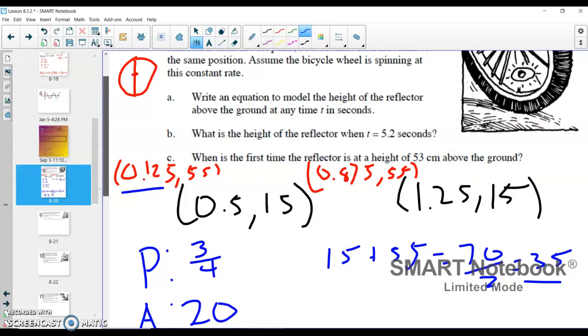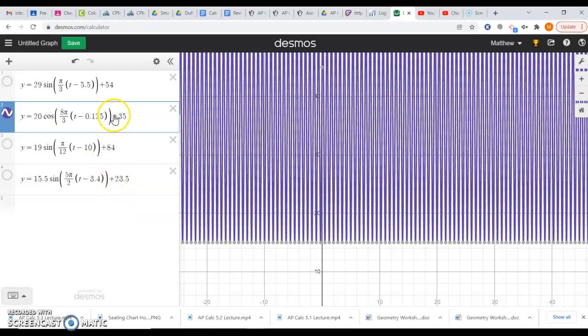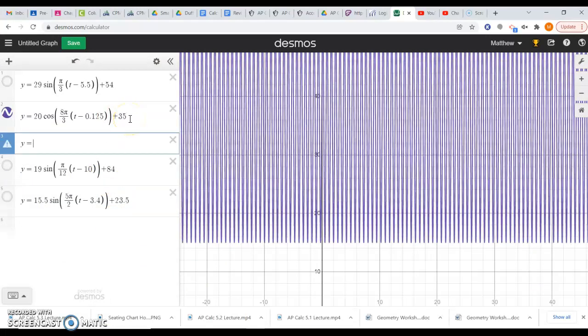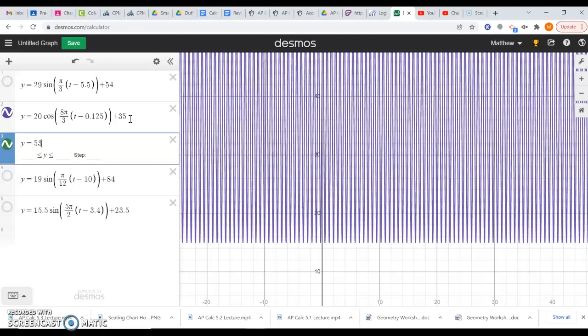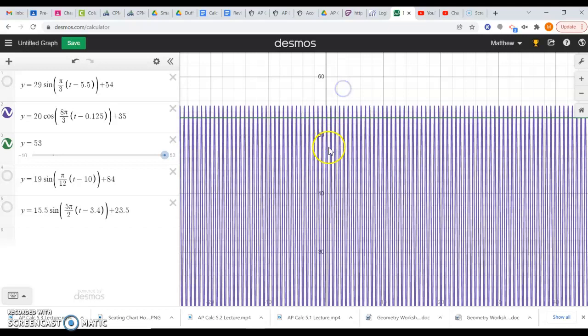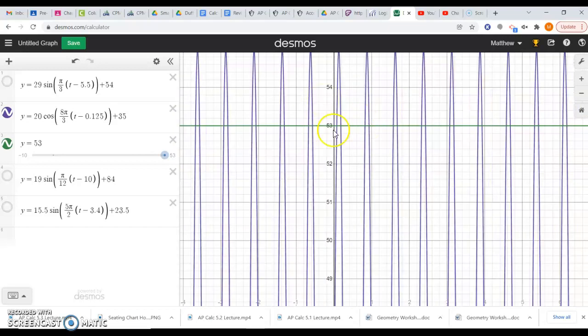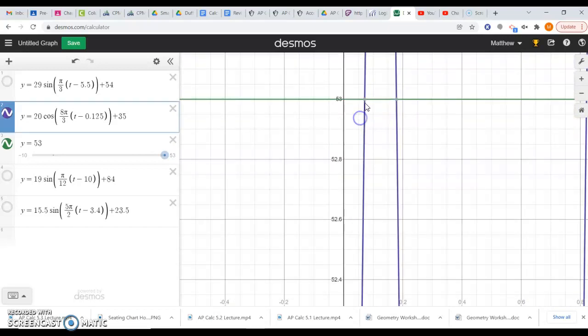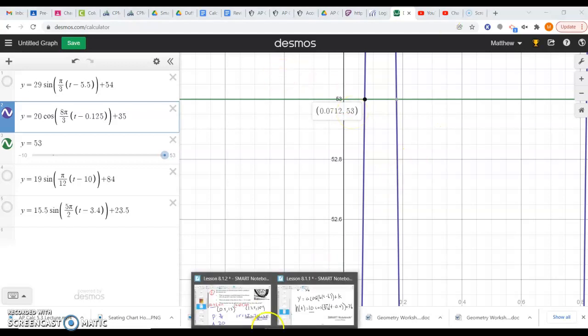And then it says, when is the first time that the reflector is at 53 centimeters above the ground? So that's what we've been doing, is when we create this, we set y equal to 53, so we get a horizontal line there. We've got to find that line. It's up there. And I'm going to zoom in at the first place I can find that would happen. And it looks like the first time it happens is right there at 0.712 seconds. It's the first time we hit 53 centimeters there. Very interesting. All right, let's go to the next one.